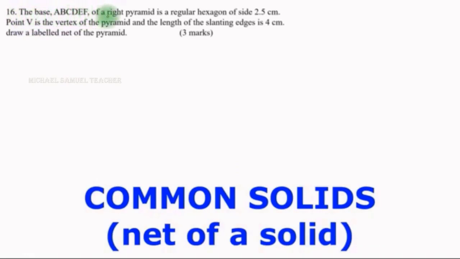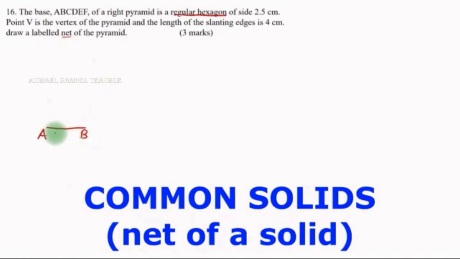So question 16. The base A, B, C, D, E, F of a right pyramid is a regular hexagon of side 2.5 centimeters. Point V is the vertex of the pyramid and the length of the slanting edge is 4 centimeters. Draw a labeled net of the pyramid. So before we even draw the net of the pyramid, we need to make a sketch of the pyramid. And remember, a regular hexagon means 6 faces. So I'll just draw it.